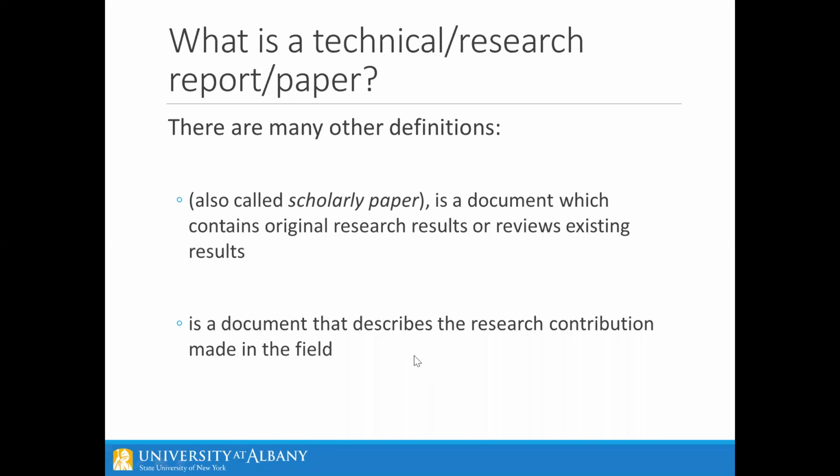Then there is another definition: a research paper or research report is a document that describes a research contribution made in the field. So there are different definitions of research paper and research report. Then we look at types of research.